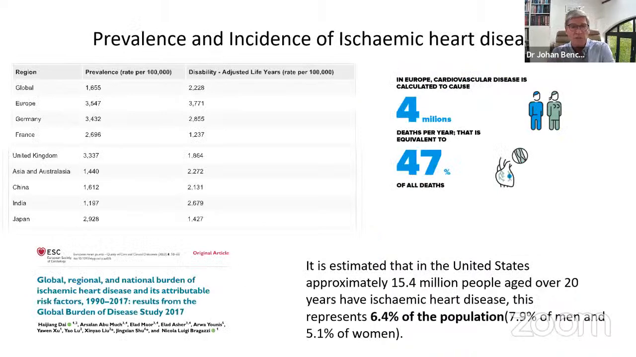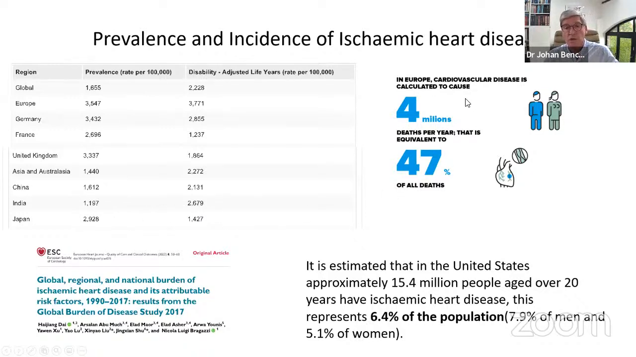Just again, to put it in perspective, you can see on this what the global rate is, as I said, 1,655 per 100,000. The disability-adjusted life years are almost double that. You can see the numbers here. In India it is lower in perspective, but we must remember that the reporting is much lower.